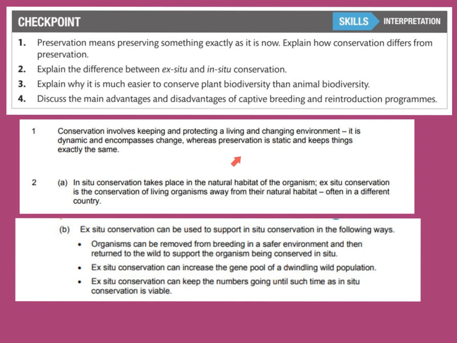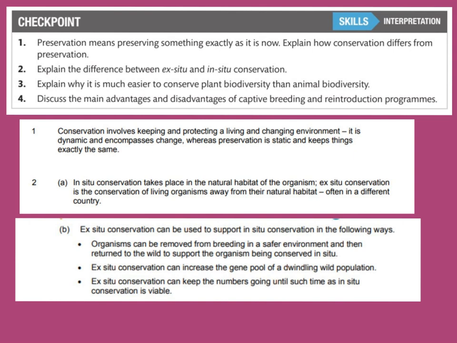So preservation, like if you preserve a specimen or sample of a heart or a lung, you keep it the way it is. Conservation is a dynamic process because it involves changing the living environment, changing the gene diversity, changing the gene pool, so they are completely different.